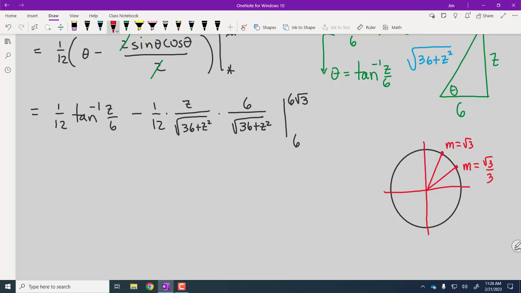So let's see. This first thing says 1/12 inverse tangent of root 3. Let's just write it out first. So inverse tangent of root 3 says the angle on the right with a tangent value of root 3. What is the angle value on the right that has a tangent value of root 3? Pi over 3. So this is going to be pi divided by 36 minus.